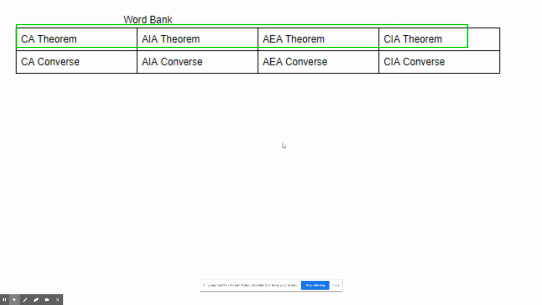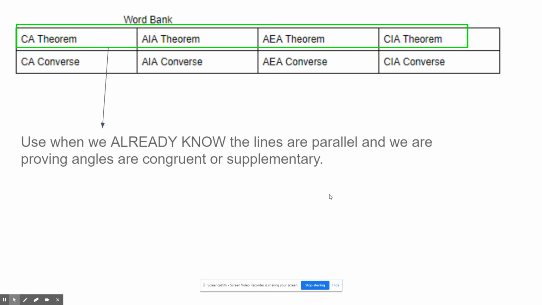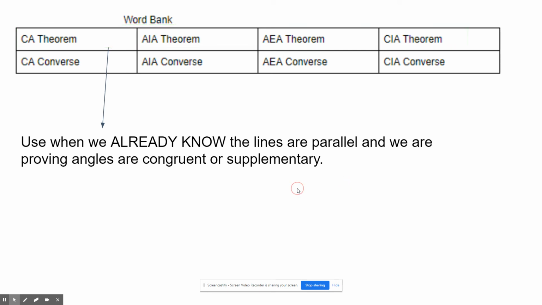All the ones at the top, the ones that are now highlighted in green, we use these theorems when we already know the lines are parallel and we're trying to prove something about the angles, maybe to prove that they're congruent or supplementary.